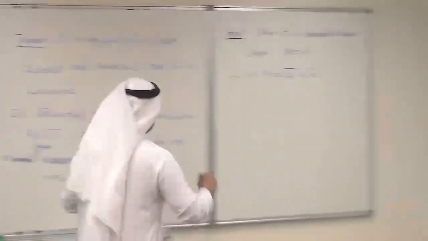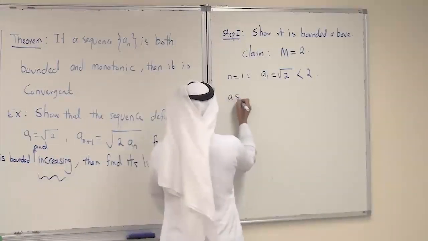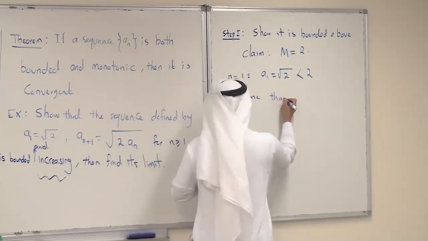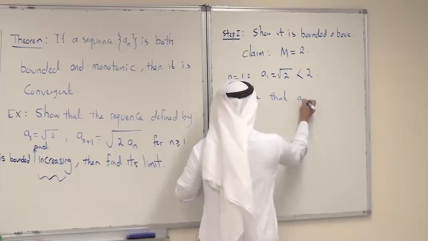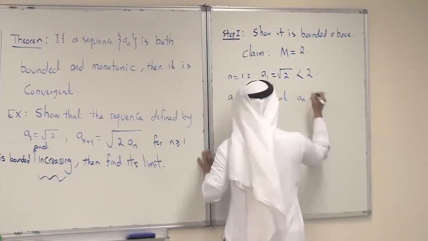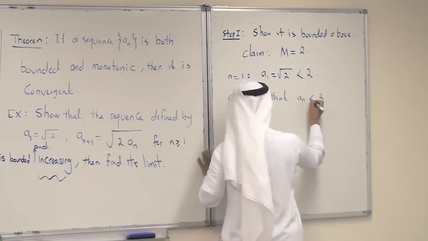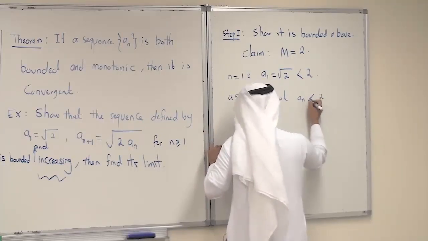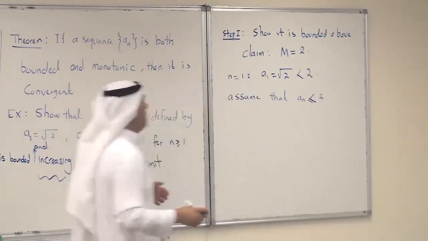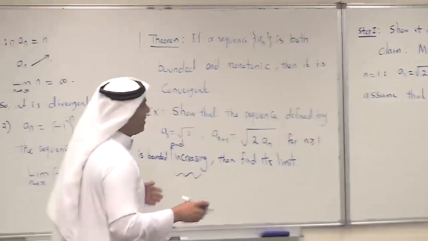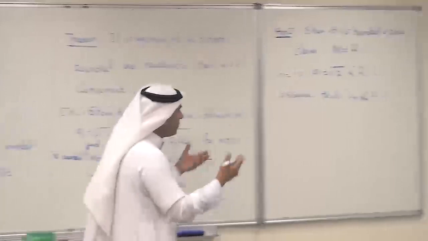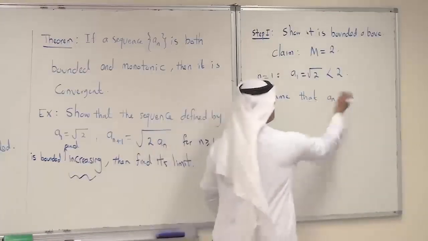Now, I will assume that an is less than 2. Okay, let us say less than or equal to 2. We said it is bounded above by 2. So assuming this, we need to prove now that an plus 1 is also less than or equal to 2.